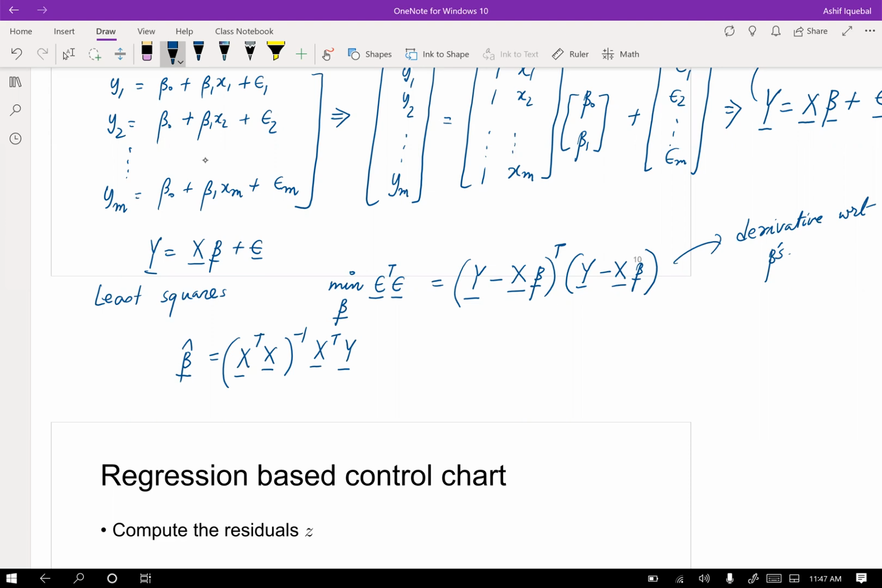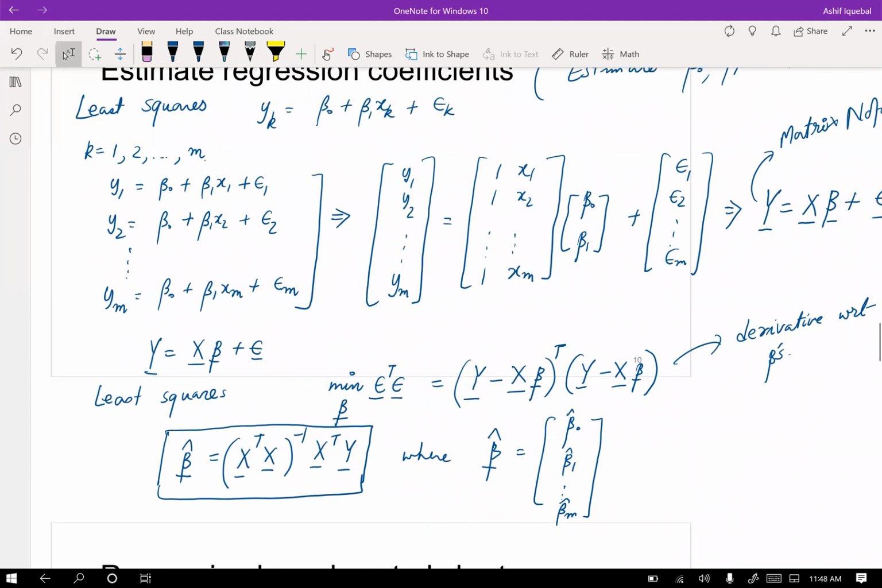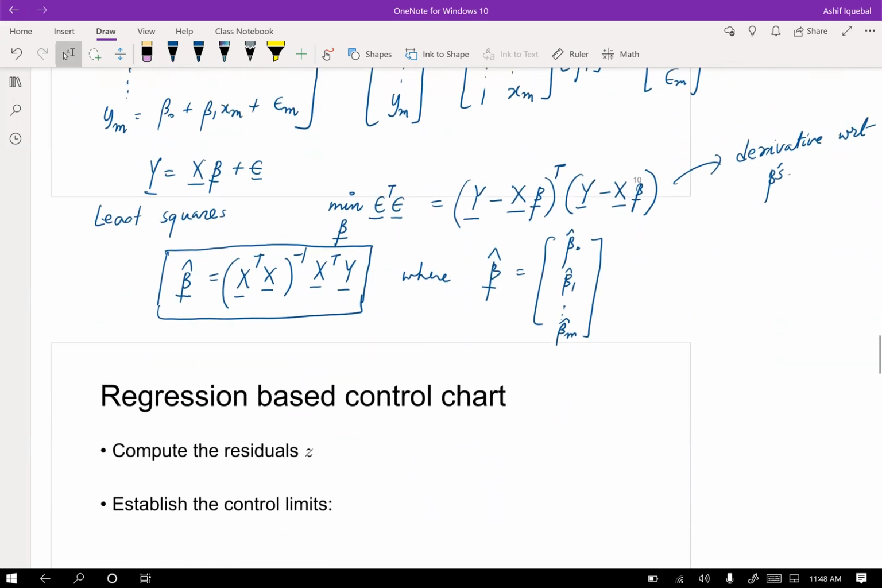So this is your solution for least squares, and this is the value of your beta, where beta hat bar is basically beta 0, beta 1 up to beta m, your parameters. Okay, this is called least squares, and you can use least squares to estimate the parameters of the linear regression model. All right, any questions on this one?